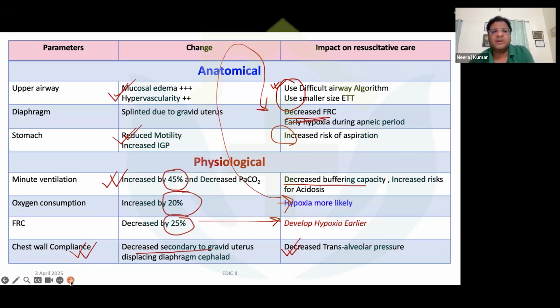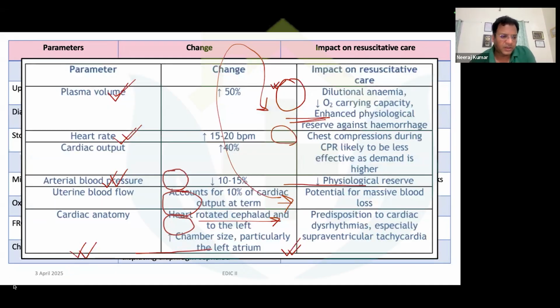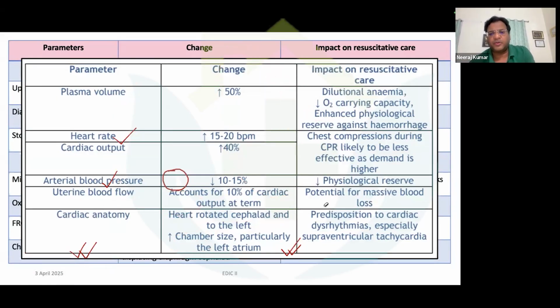Now coming to the next part, and what is the next important thing here? The important aspect is on your plasma volume. So what will be the effect on plasma volume? Plasma volume will increase by 50%. So what will it do? It will produce a dilutional anemia effect, which we all know.